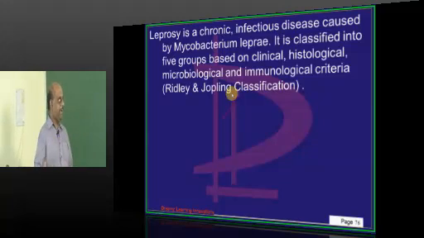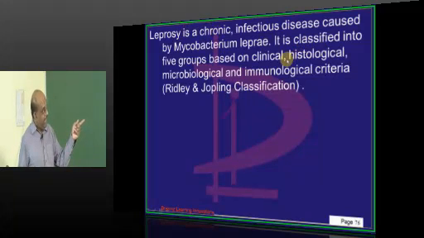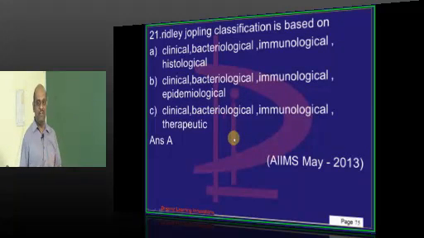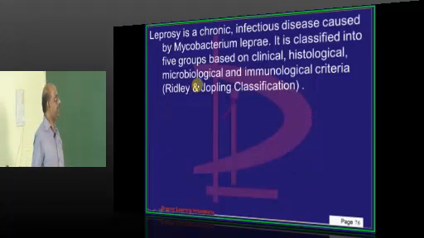Clinical, histological, microbiological and immunological criteria is called Ridley-Jopling. Who will remember? Was it clinical or not, or histological or not, or microbiological or not? The examiner can cluster them and frame a beautiful samosa-like question and give it to you in the exam. So, clinical, bacteriological, immunological, histological becomes Ridley-Jopling.